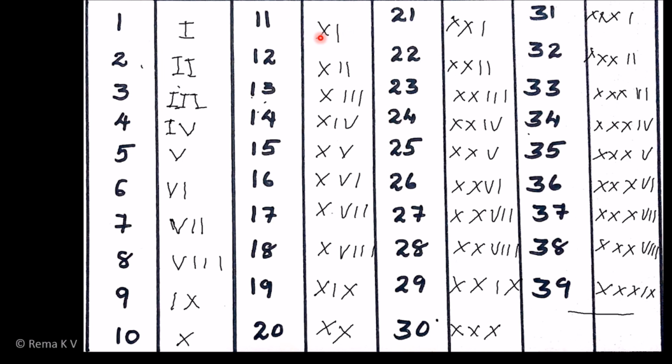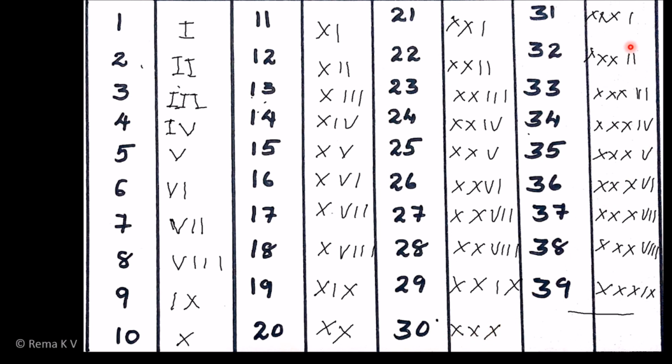11, 10 and 1. 12, 10 and 2. 13, 10 and 3. 14, 10 and 4. Then 15, 10 and 5. 16, 10 and 6. 17, 10 and 7. 18, 10 and 8. 19, 10 and 9. 20, 10 and 10. Now 21, 20 and 1, 20 and 2, and so on up to 29, 20 and 9. Then 30 is 20 and 10, or X repeated 3 times.